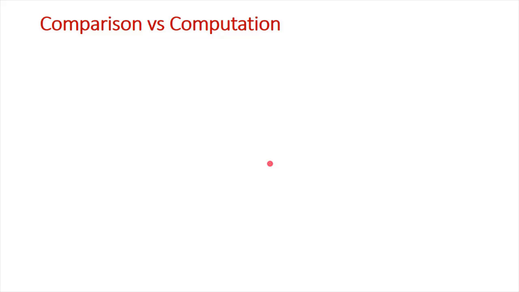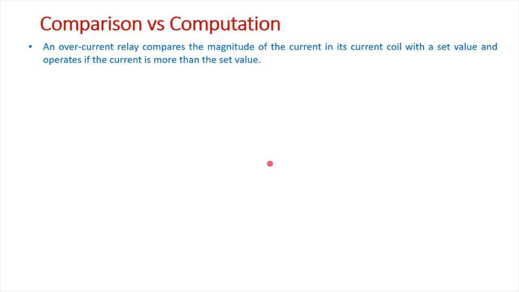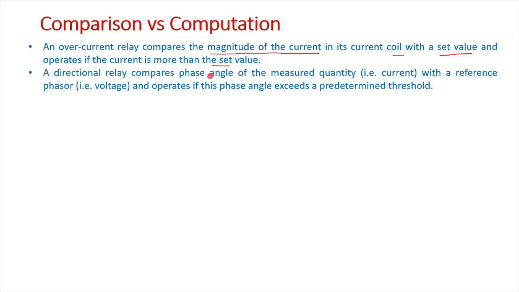So let us see one analysis of comparison versus computation. An overcurrent relay in fact compares the magnitude of current, right? We compare the magnitude of the current with a threshold value, a reference value. We call it a set value, and it operates if the current is more than the set value. That is in fact a comparison. And a directional relay compares the phase angle of the measured quantity, that is current, with a reference phasor, that is voltage, and operates if this phase angle exceeds a predetermined threshold, right?